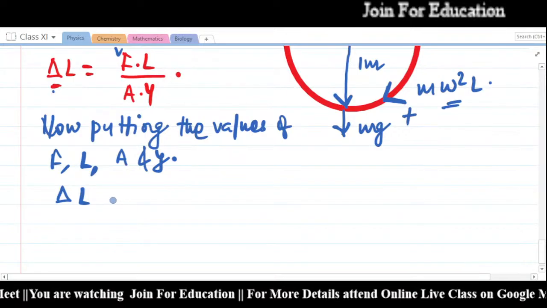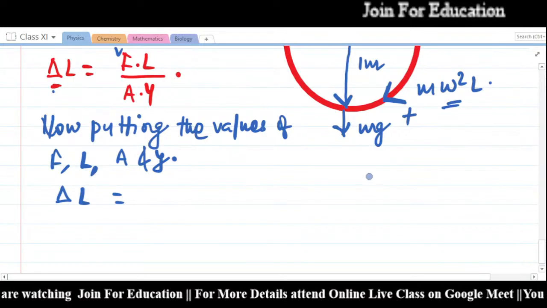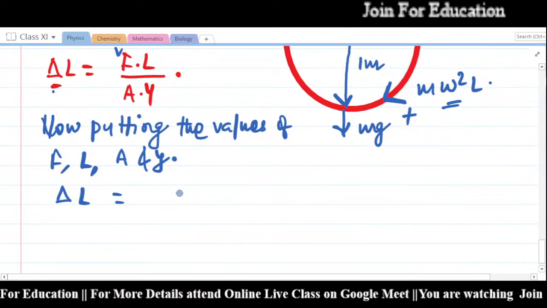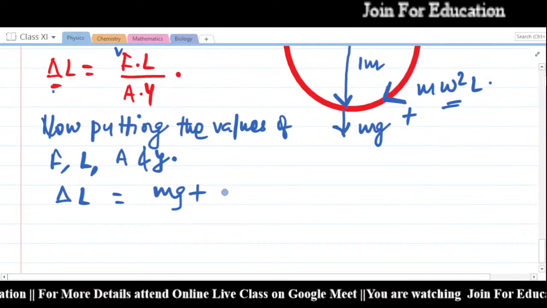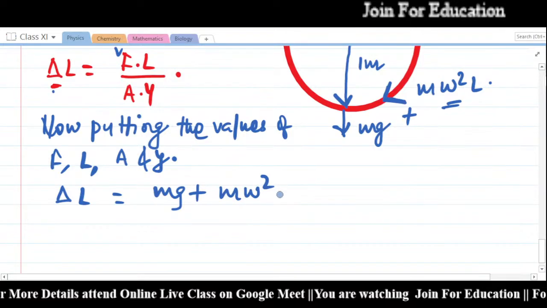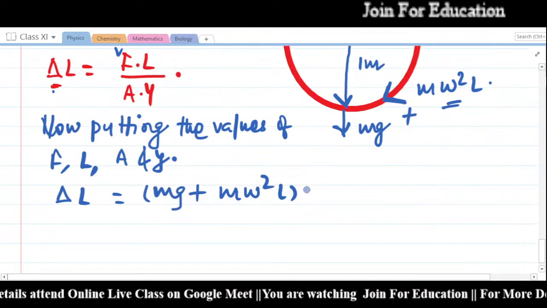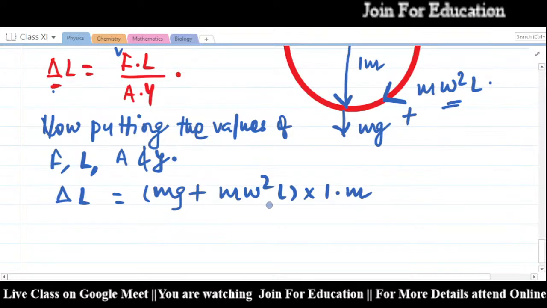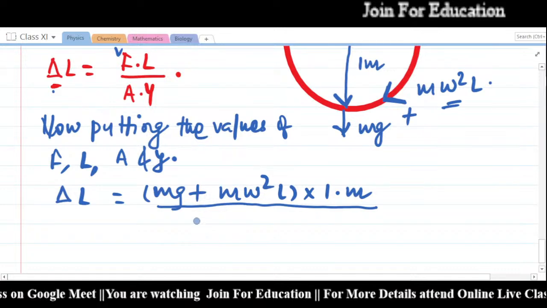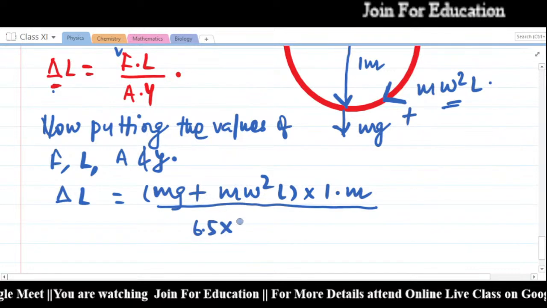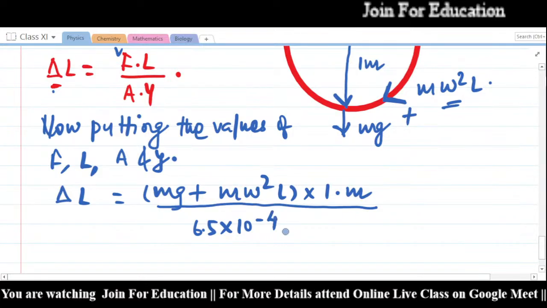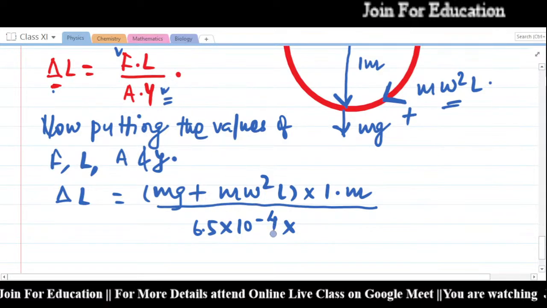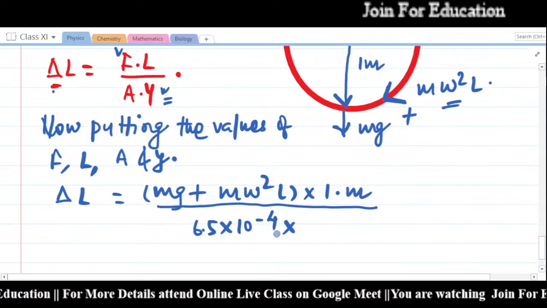we write down del L equal to the value of F. We find out the value of F equal to mg plus m omega square L, into L which is 1 meter, divided by 6.5 into 10 to the power minus 4. And let's see the Young modulus of the steel wire from the table which is given in the textbook.